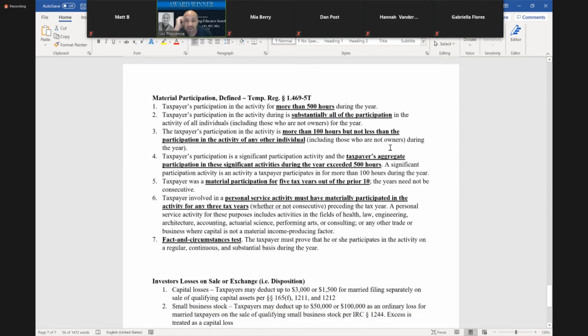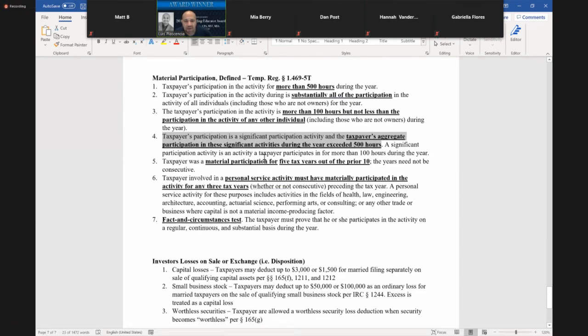Rule number 4: the taxpayer's aggregate participation in all activities exceeds 500 hours. In this particular rule, you have to make an election to aggregate all the activities. So this is how this rule will work. If somebody has multiple partnerships, multiple investments, multiple S corporations, multiple K-1s, then number 4 may work, because all they have to do is participate 500 hours in total, but they have to make an election to aggregate all the activities. As long as they participate 500 in total, in aggregate, it would work. And again, it has to be more than 100 hours during the year and so forth.